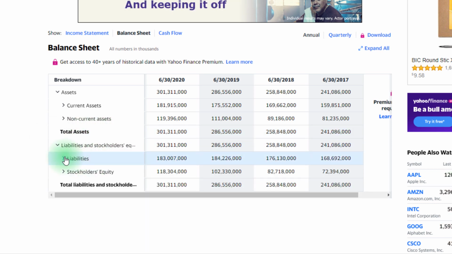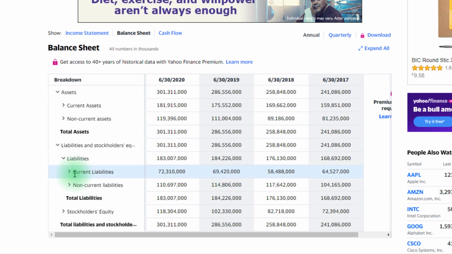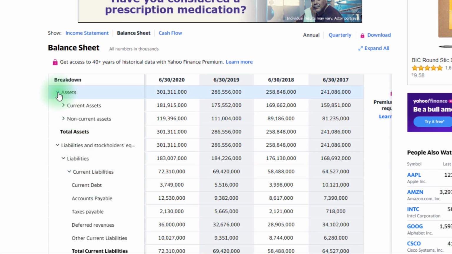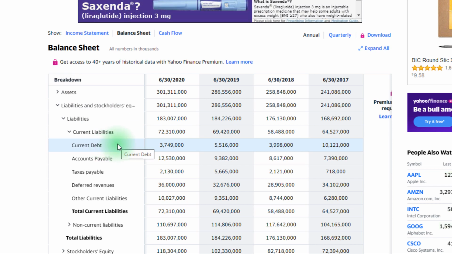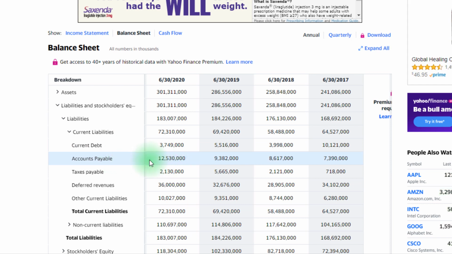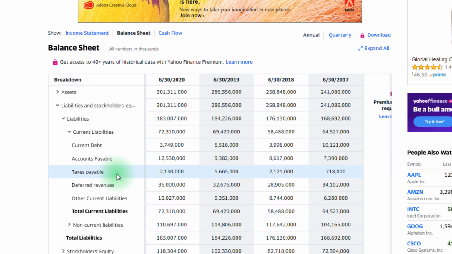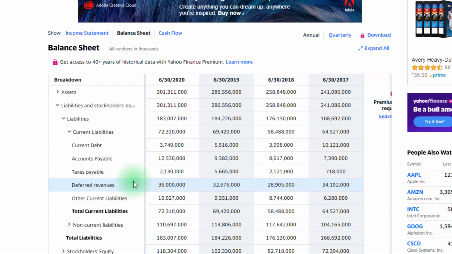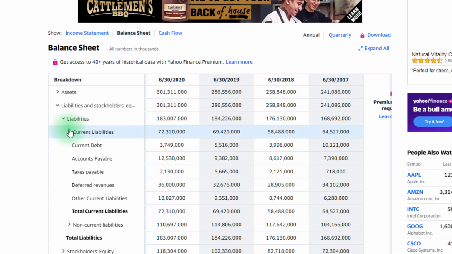As far as the liabilities go, again, we have the breakdown of current and non-current. Your current liabilities are your current debt, so the debt obligations that are due within the next year, the accounts payable, so any suppliers that they will be paying off over the next 12 months, taxes payable, so the taxes that will be due within the next 12 months, and deferred revenues. These are revenues that they've already recognized, but they haven't performed the service yet or delivered the good yet. So that's still going to cost them in the future to make that happen. They're valuing that at about $36 billion. So that's your current liabilities.